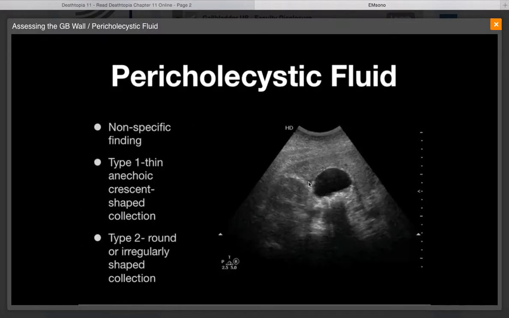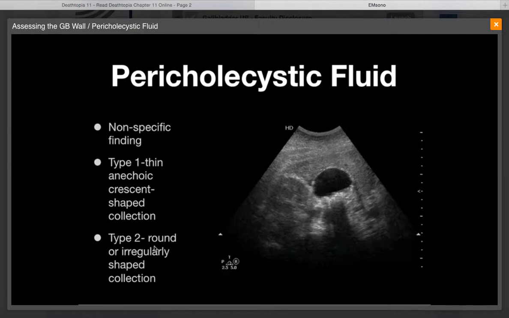The presence of pericholecystic fluid is a nonspecific finding, and it often occurs secondary to localized inflammation from other causes. Two specific patterns of pericholecystic fluid have been described. Type 1 is a thin anechoic crescent-shaped collection like you see here adjacent to the gallbladder wall. This is thought to be a nonspecific finding.